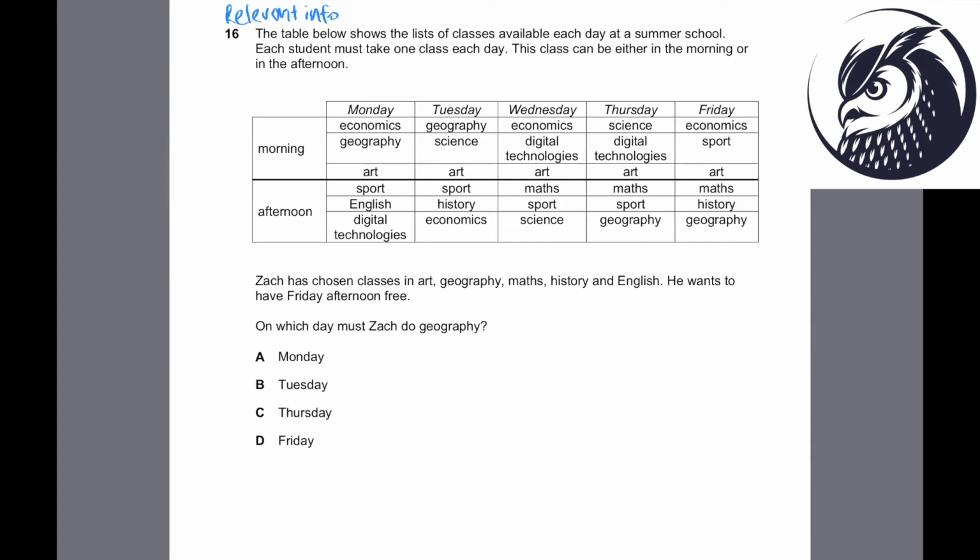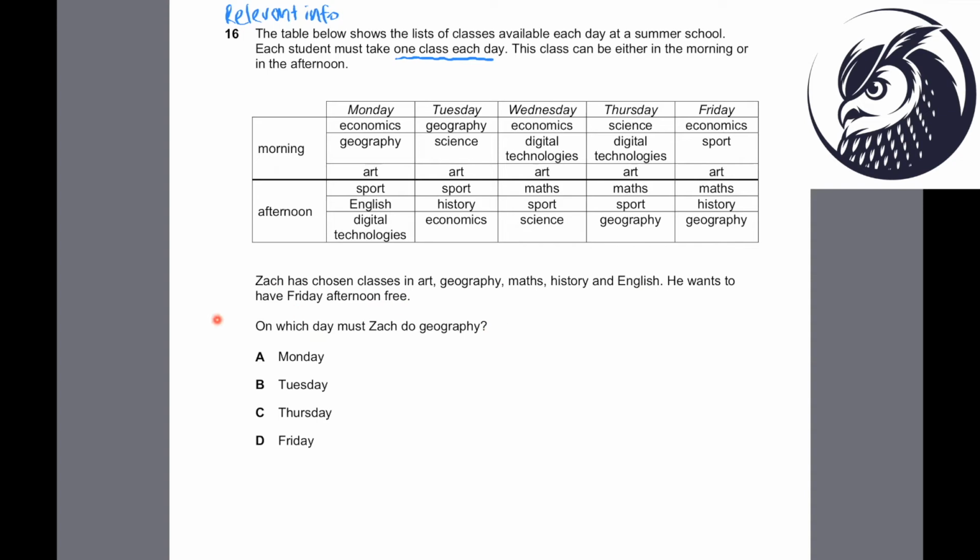Let's have a read. The table below shows the list of classes available each day at a summer school. Each student must take one class each day. The class can either be in the morning or in the afternoon. And we're given a timetable of the different classes on each day. And we know that Zach has chosen classes in art, geography, maths, English, and history. He wants to have Friday afternoon free. And our question is, on which day must Zach do geography?